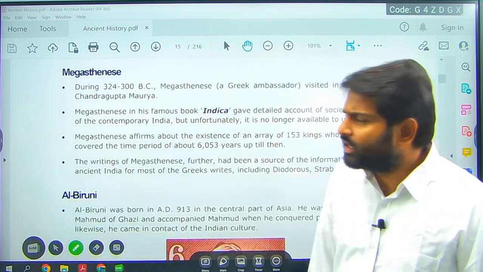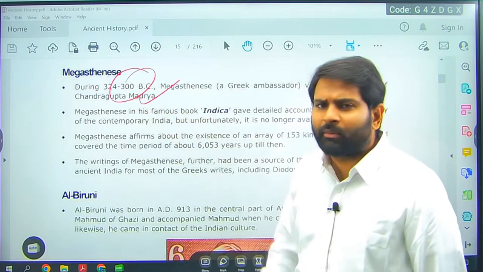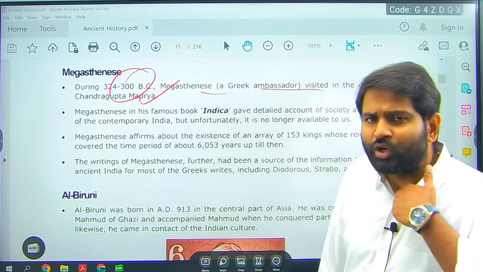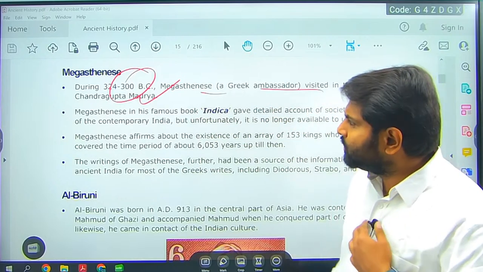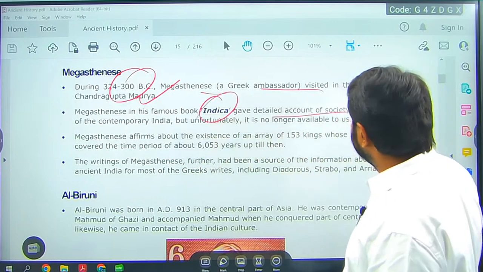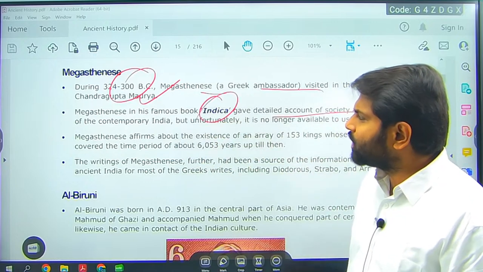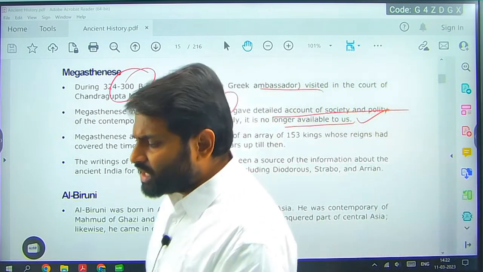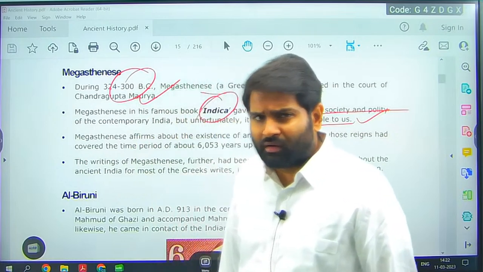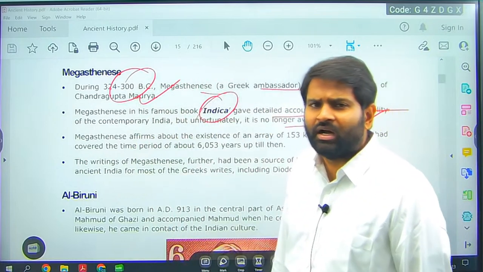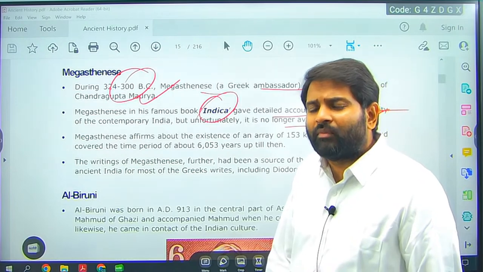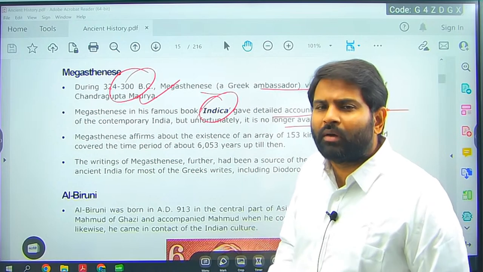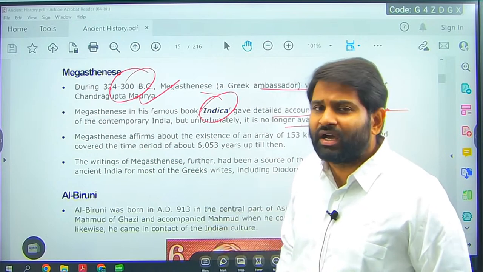during 324 and 300 BC, we are talking about Chandragupta Maurya's time, the rise of the Magadha Empire. Megasthenes, the Greek ambassador, visited the court of Chandragupta Maurya, right? So Megasthenes, in his famous book Indica, gave a detailed account about society, polity and his contemporary India, but unfortunately this is no longer available to us. This book is not available, but still there are mentions about polity, right? He visited all the kingdoms available in India, even the smaller kingdoms, and noted them. So it is available in this particular book, but indirectly, the references of Indica are available, but Indica is not available.